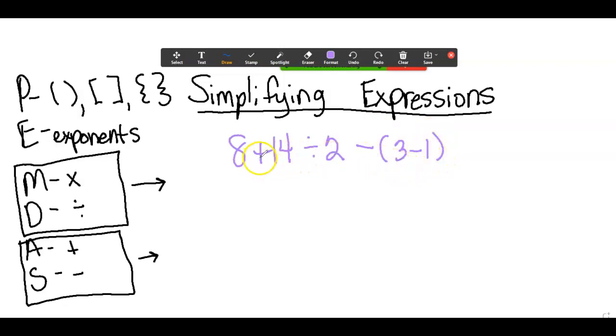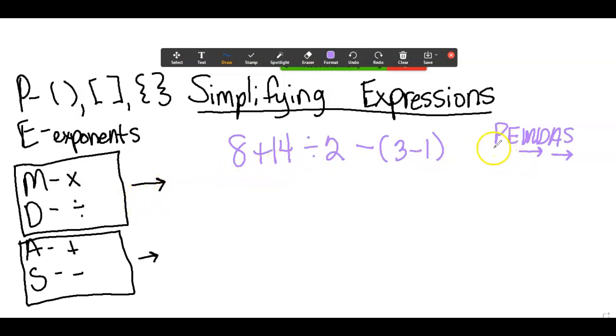All right, so I see I have 1, 2, 3, 4 operations. So I'm going to follow my PEMDAS. Sometimes it helps if you write your letters off to the side, and as you do them, you can cross them out. And I always like to write this left to right symbol as a reminder that if I have both, I always go left to right.